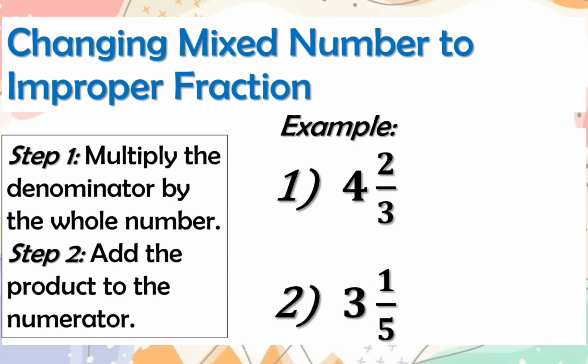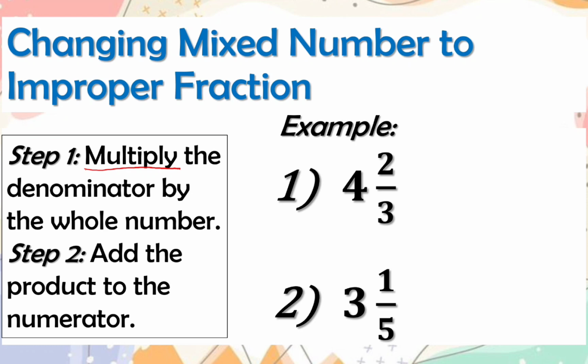Now, let's proceed to the next one. Changing mixed number to improper fraction, baliktad naman. So, in here, yung mixed number, gagawin naman nating improper fraction. So, meron lang tayong 2 steps na gagawin. Step 1, multiply the denominator by the whole number. Step 2, add the product to the numerator and then copy the denominator.